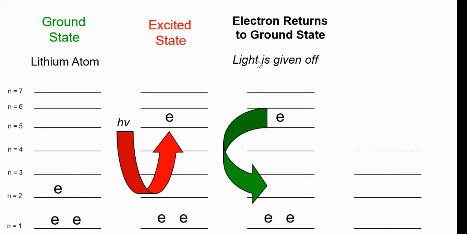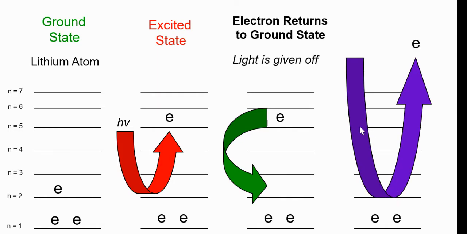Now, in the case of this last example, the electron gains so much energy that it's simply swept off of the atom. So it's completely removed from the atom. We call that ionization. An ion is formed.